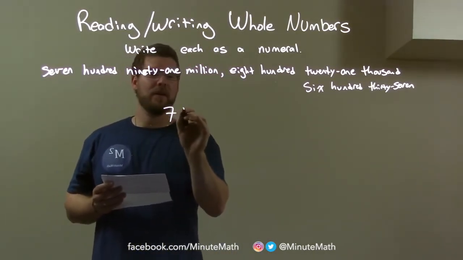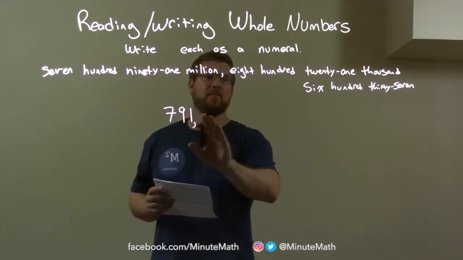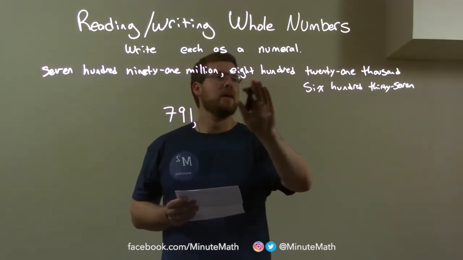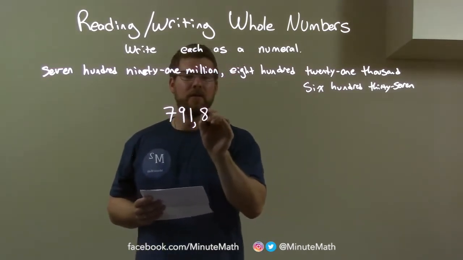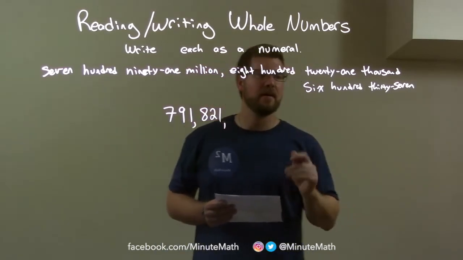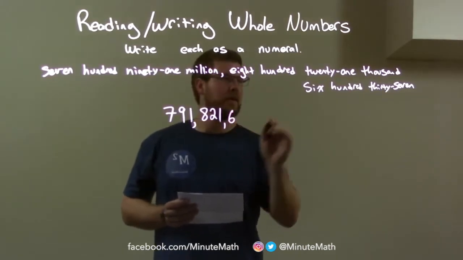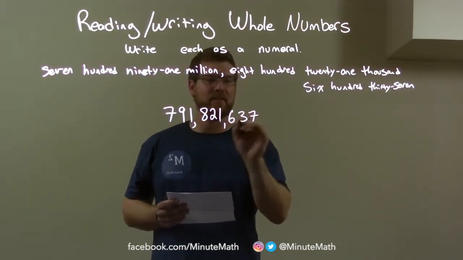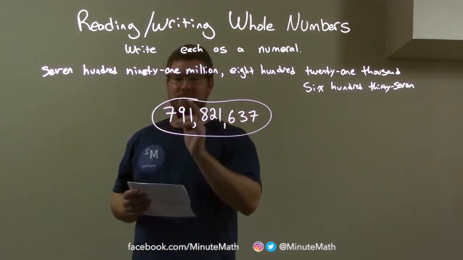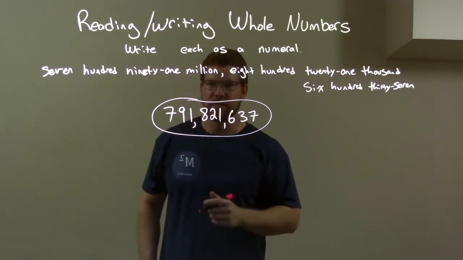So we start with the 791, right? That's in the millions area, so that means there's six places afterwards. Then we have 821,000, but there's three spaces afterwards. We have the 637. And there we have our final answer, 791,821,637.